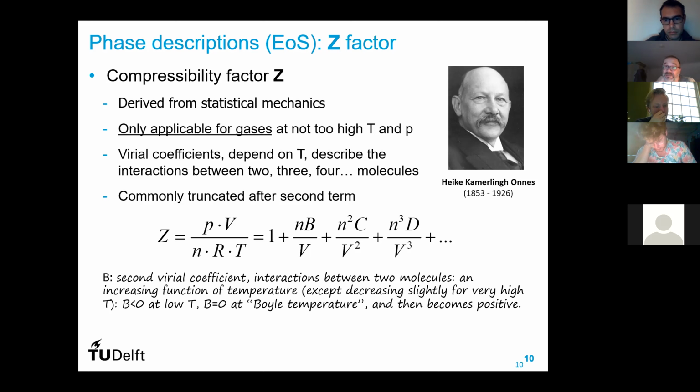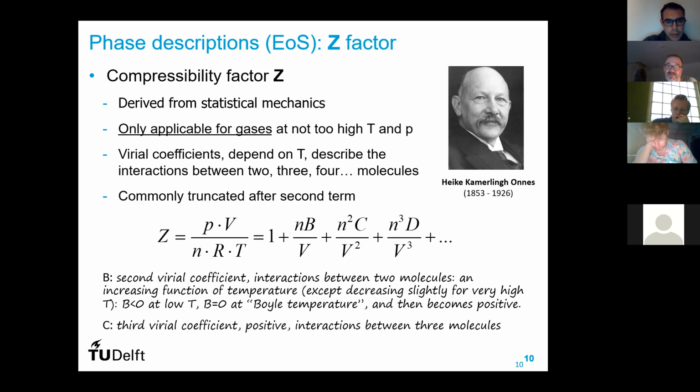That more or less corresponds to this virial coefficient B. By introducing this coefficient, he could explain several phenomena that weren't clear before. For example, B is less than 0 at low temperature and equal to 0 at the Boyle temperature. That explains why our compressibility factor has this form, decreasing and then increasing again as a function of temperature. And then, yeah, C is usually truncated.